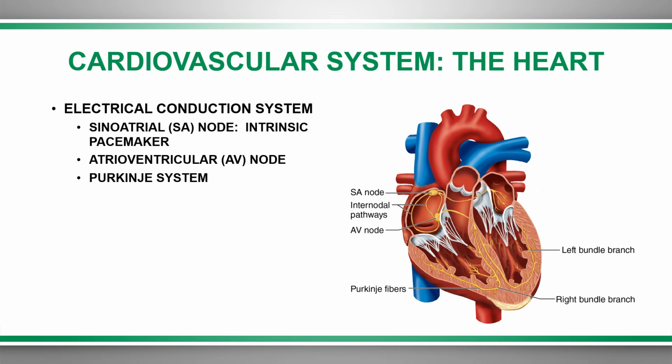Now the bundle of His, you'll see, is also called the atrioventricular bundle. It is a bundle of fibers or nerve cells that extend from your AV node. This fiber bundle receives the electrical signal from the AV node and carries it to the Purkinje fibers. You can see those down at the far right-hand corner. The bundle of His runs down the length of the interventricular septum, the structure that separates your right and left ventricles. The bundle of His has two branches.